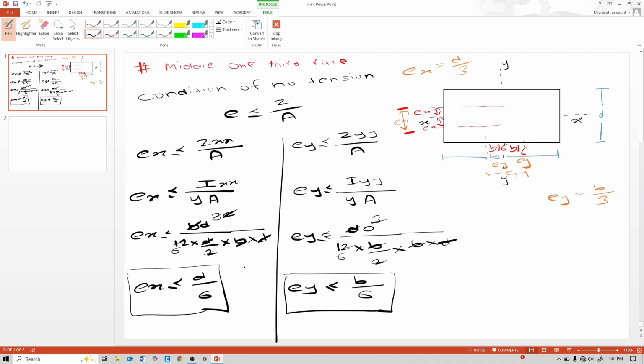Remember that E should be less than or equal to D by 6, E should be less than or equal to B by 6, and remember that area. So that is about it.